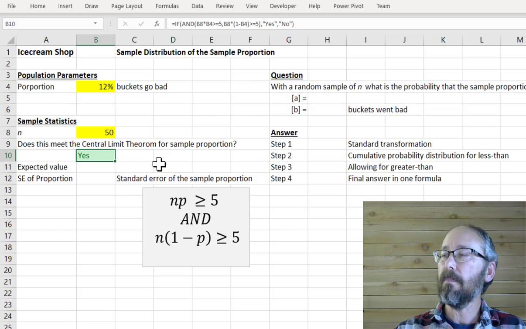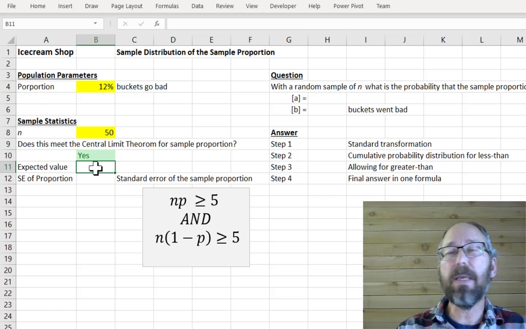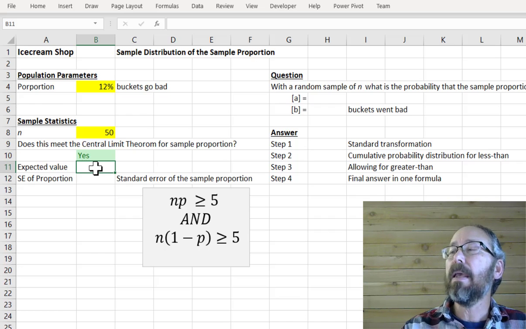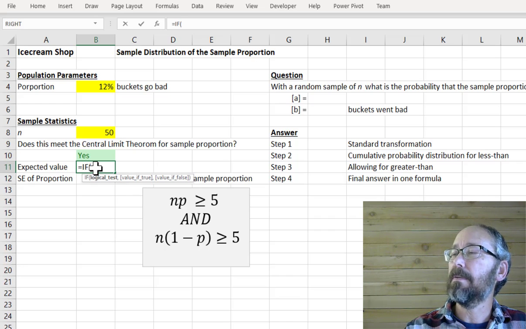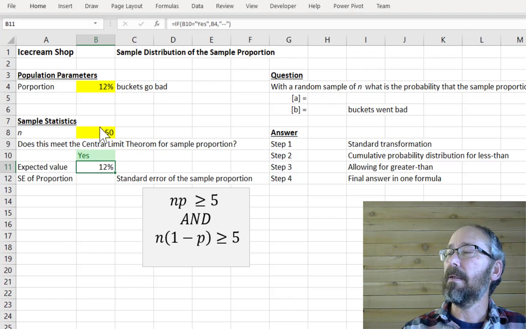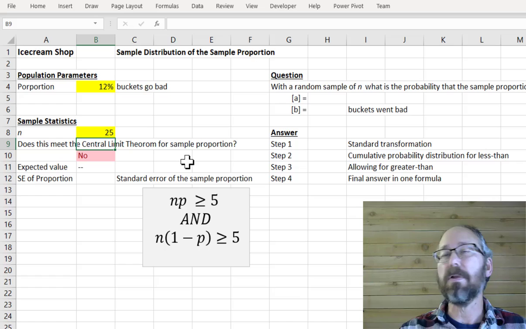Okay, so we have to have the expected value here. And like for the sampling distribution of the sample mean, the expected value for the proportion is going to match the population parameter if we meet that central limit theorem. So equals if B10 equals yes, then we want B4. Otherwise, we'll just put in a dash. And let's format that as a percentage and test it out. Change that to 25. Notice we have our dash there.